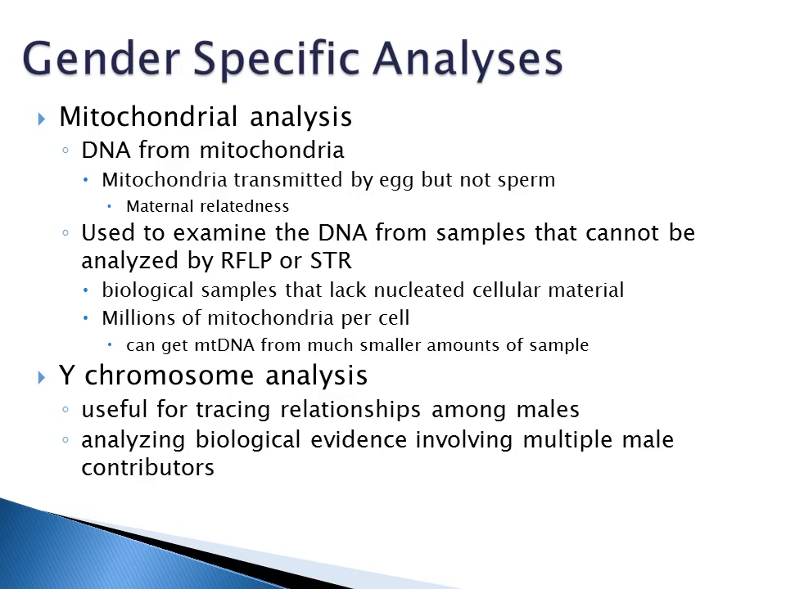So, millions of mitochondria are there per cell, and you can get mitochondrial DNA from much smaller amounts of a sample. So, if you don't have a large enough sample size to collect genomic DNA, you can extract mitochondrial DNA and do analyses of mitochondrial DNA. You can also do Y chromosome analysis, which is useful for tracing relationships among males. So you're going to analyze biological evidence involving multiple male contributors.